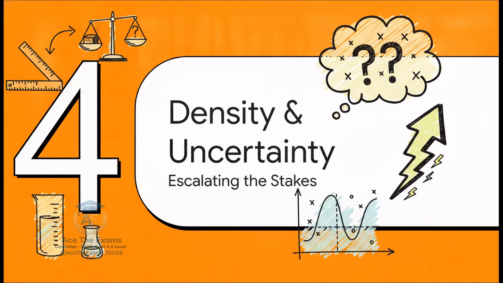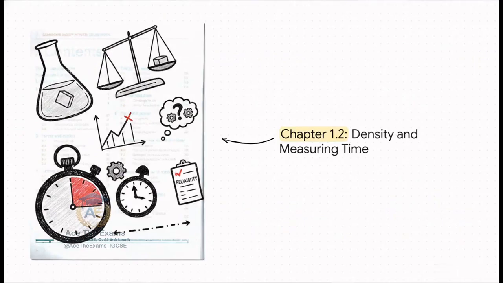Let's escalate the stakes now and conquer density and uncertainty. We have to move past basic single measurements. The difficulty really spikes here because calculating density means you're combining multiple measurements. And what does that mean? You're combining the potential for human error and uncertainty. Practical investigation questions on density and time literally require you to actively hunt for anomalies in your data and critically assess how reliable your experiment actually is.